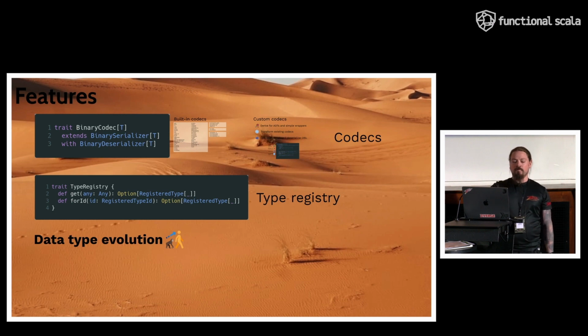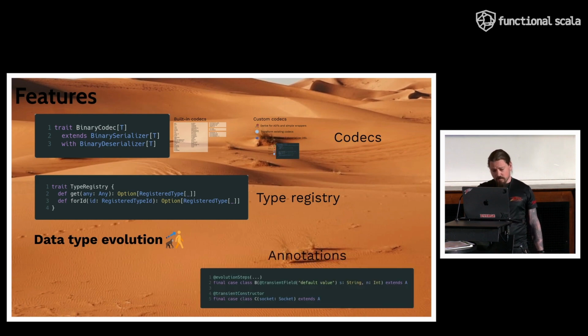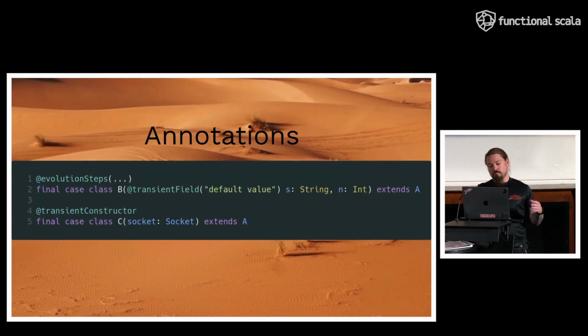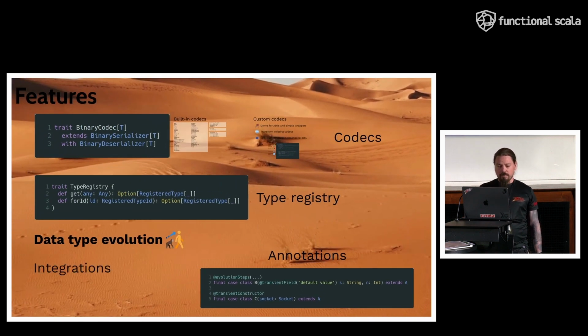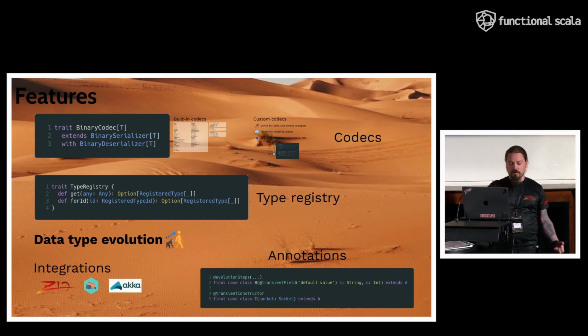As I said, the very important feature is supporting data type evolution, and I will talk about that more. And it has some annotations, one for the data type evolution that I will show a little bit later. It also supports defining fields as transient and constructors as transient, and the idea is that those fields and constructors are not involved in the binary serialization at all. Finally, it has some integration modules, one for ZIO, another wrapper for Cats Effect, for Akka, and most recently for Shardcake.